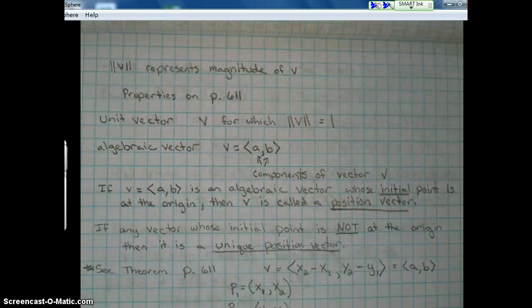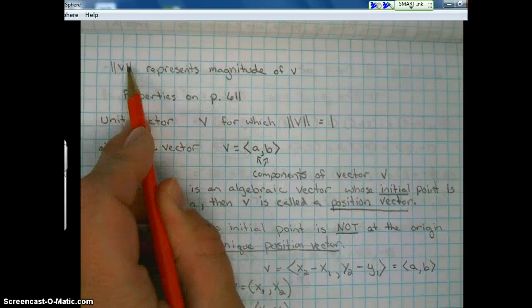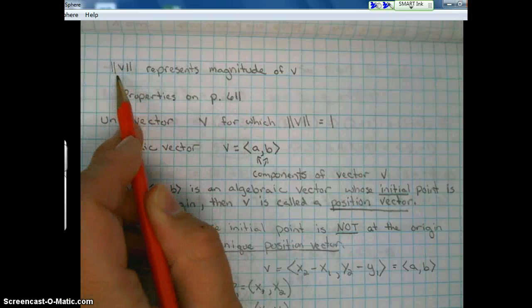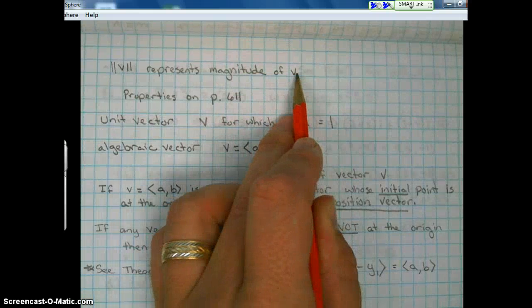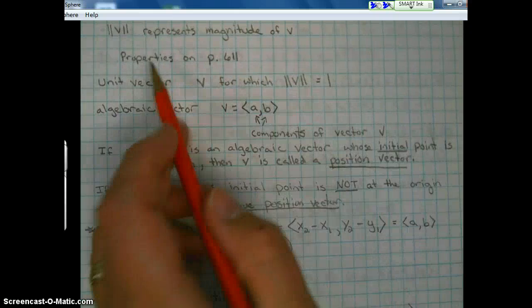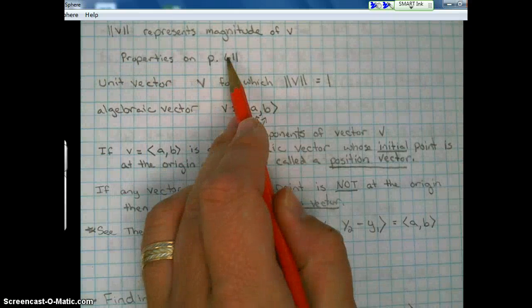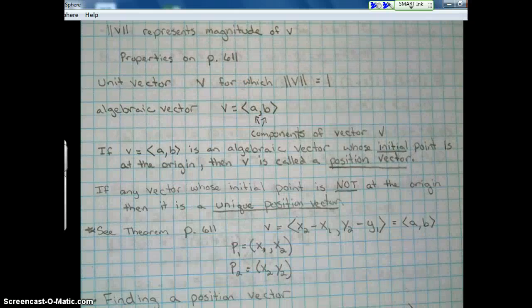Alright, moving along here. See these symbols? It's like absolute value, but it's a double bar. Whenever you see that, that represents the magnitude of vector V, or whatever vector it is. Check out the properties on page 611. I don't feel like writing them all down, so please make sure you look at them.